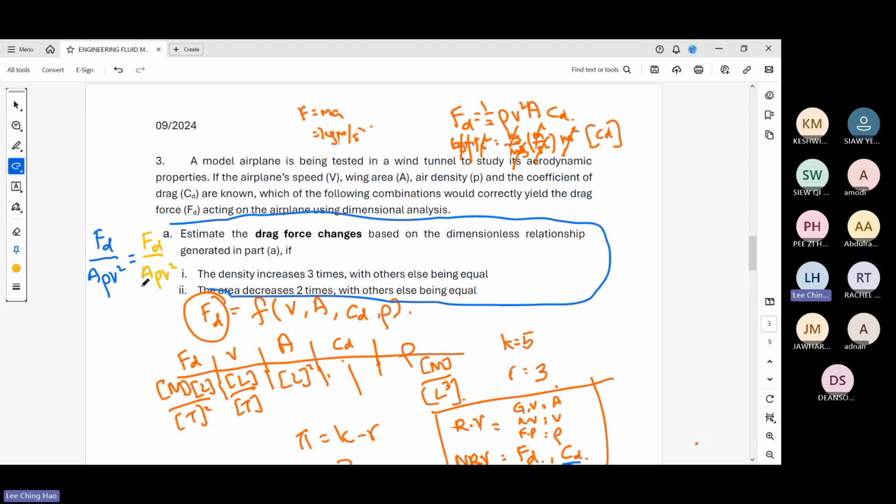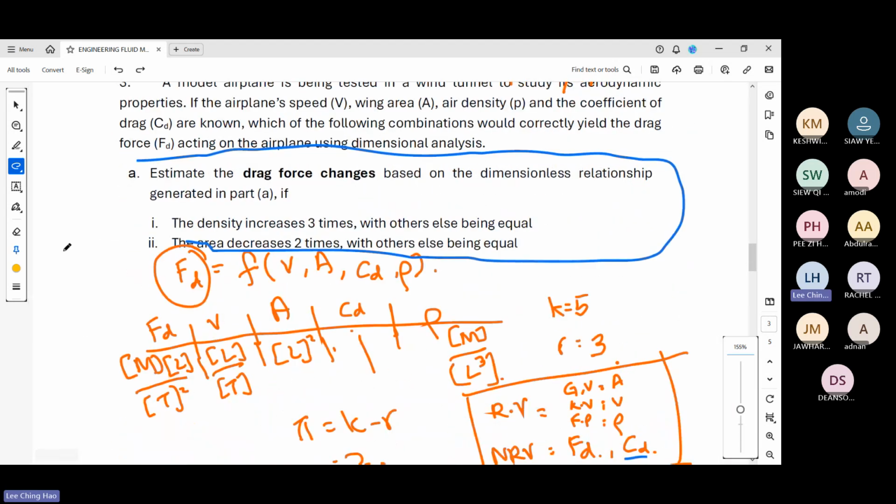One model, one prototype. Okay, so let's say, why we need to do this? Because it will say, if in your prototype, your density is increasing 3 times, only density, so what happens to the drag force? Will it change? So based on here, so you see, I'll do this. How I do? I will do it in a very proper way, because if you can write in this way, then it will be the best.